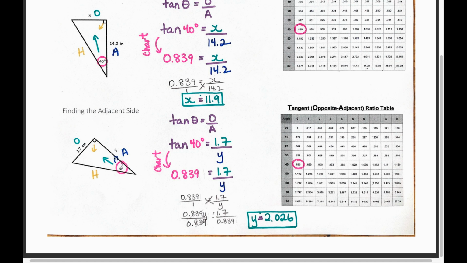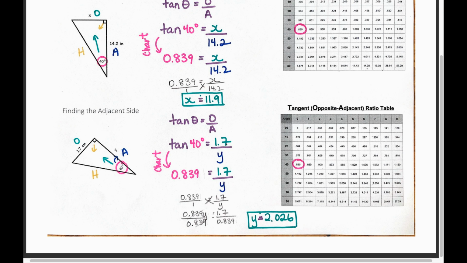So I'm going to circle the angle I'm working with. I'm going to label the sides with reference to that angle. So across from it, I have my opposite. Across from my right angle is my hypotenuse, and beside it, I have my adjacent. So tan theta is equal to opposite over adjacent, as usual. I'm going to plug in my values. Theta is equal to 40 degrees, so I have a tan of 40 degrees. And I know that's equal to my opposite side, which is 1.7 centimeters.